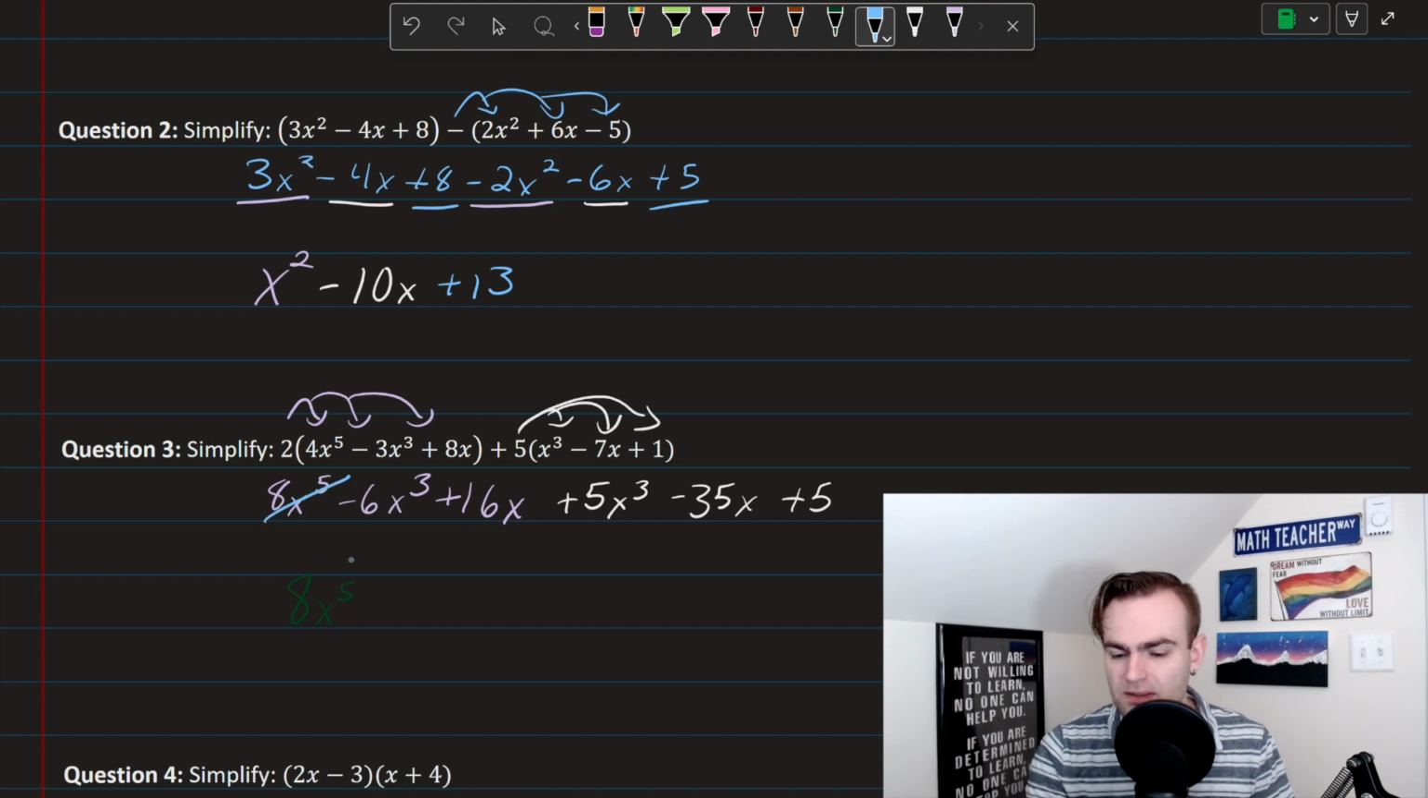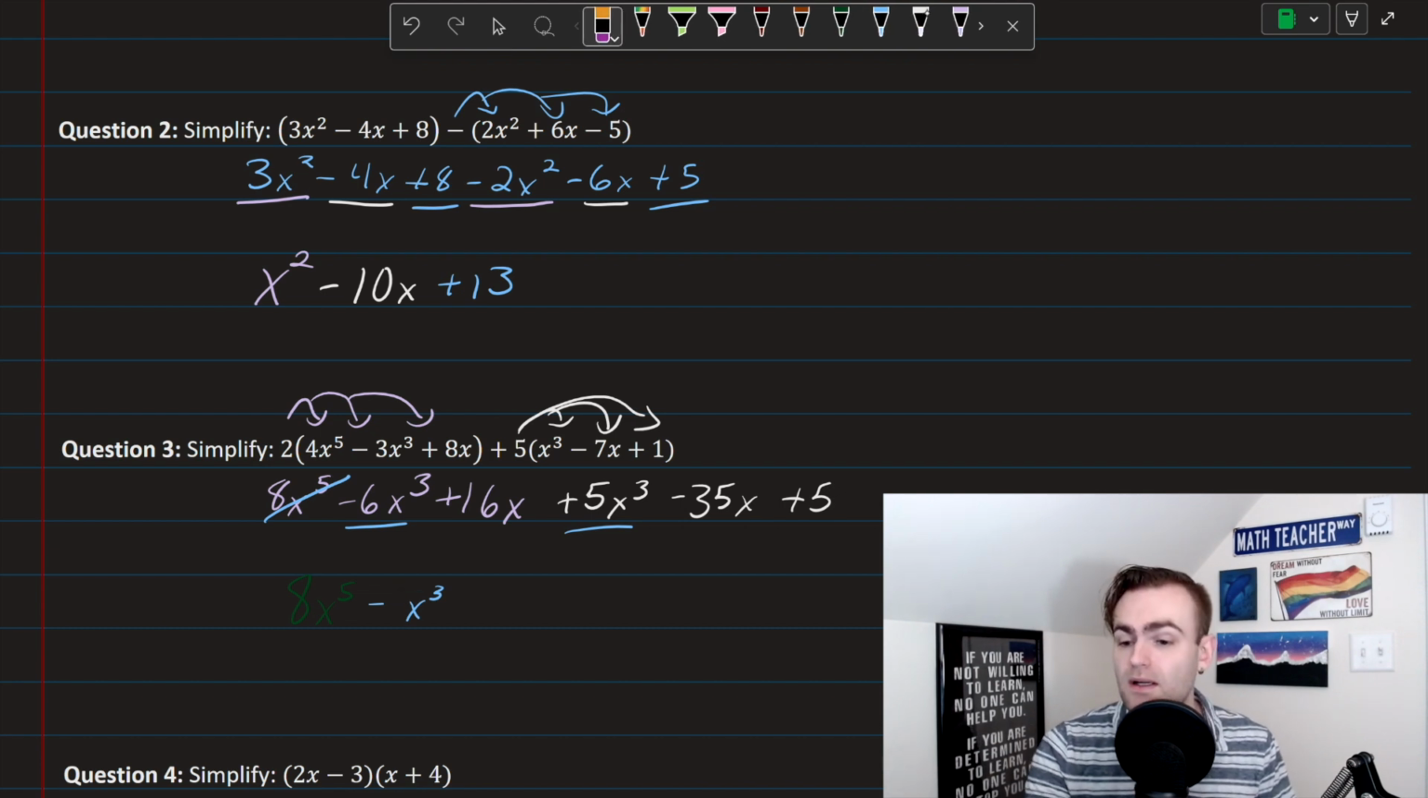We've used that one. Now my cubes, I have negative 6x cubed and a positive 5x cubed, so we have a minus 1x cubed, or just minus x cubed. Next up, I have my x's. I have a positive 16x and a negative 35x.